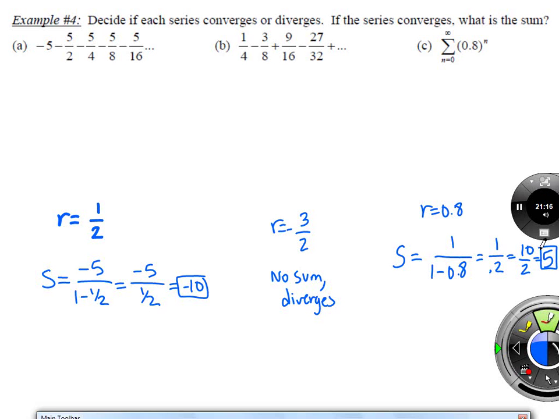I plugged 0 in because sigma said n equals 0 first. So I plugged 0 into there, and anything to the 0 power is just 1, and it's not being multiplied by anything. So we just got 1 that way. Okay. Other questions?